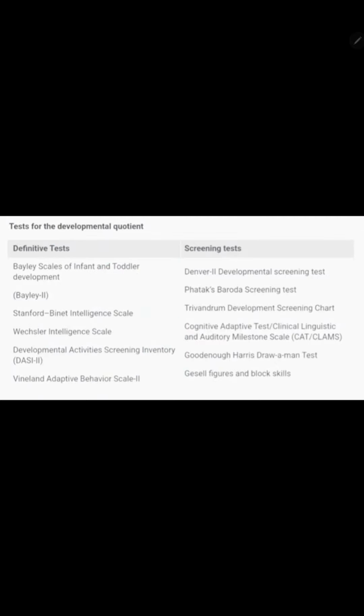In screening tests we have these tests: Denver, Phatak Baroda test, then the Trivandrum developmental test, then the CAT test, then the Goodenough test, and then the Gesell's figures. Now for Gesell's figures, I would like to show you what they are. So basically in Gesell's test we test for these.